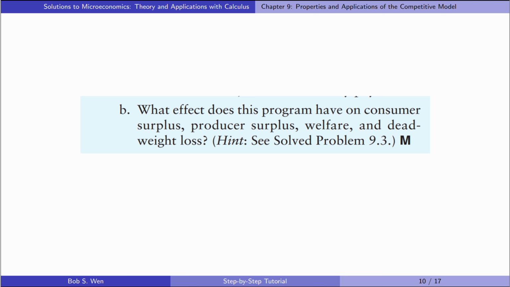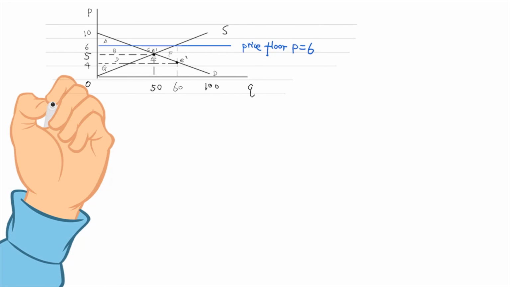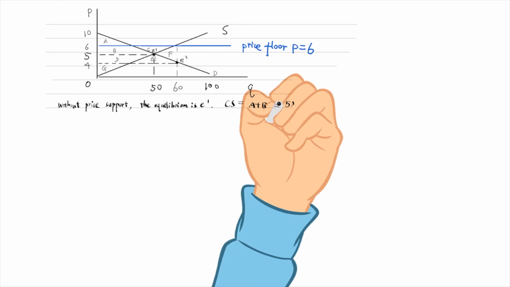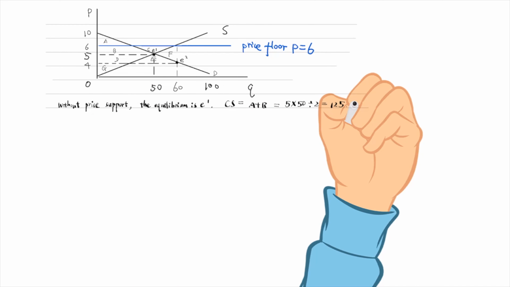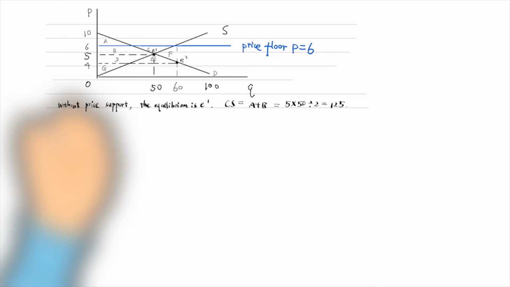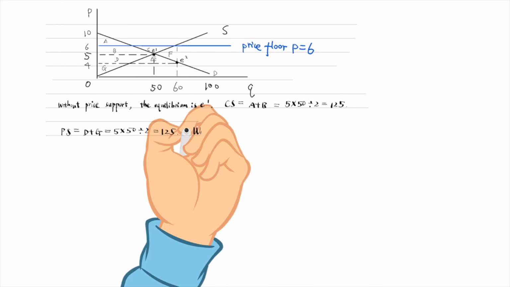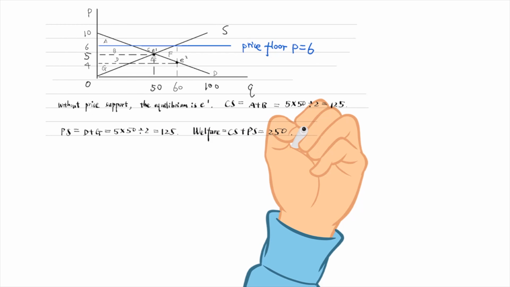In Part B, what effect does this program have on consumer surplus, producer surplus, welfare, and deadweight loss? Without price support, the equilibrium is E1. The consumer surplus is the triangle area of A plus B, which is 125. The producer surplus is the triangle area of D plus G, which is also 125. The welfare is the sum of consumer surplus and producer surplus, which is 250.